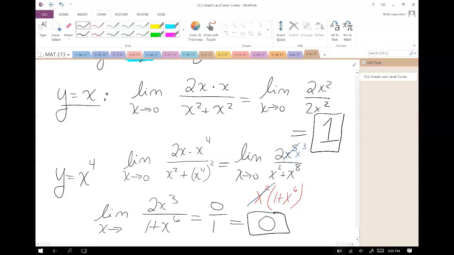Two different paths approaching the same point, and we got two different answers. That means at (0, 0), there is a gap in the graph. That means the limit does not exist there.